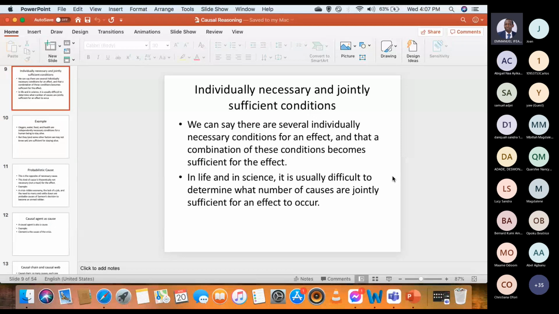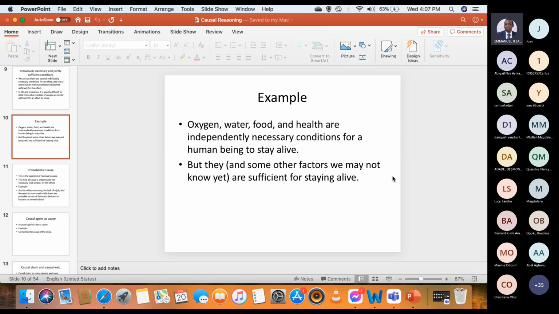Individually necessary and jointly sufficient conditions. We can say there are several individually necessary conditions for an effect, and that a combination of these conditions becomes sufficient for the effect. Example: oxygen, water, food, and health are individually necessary conditions for a human being to stay alive. But none of them is sufficient for a human being to stay alive. That is the major difference between necessary and sufficient. Okay, thank you.